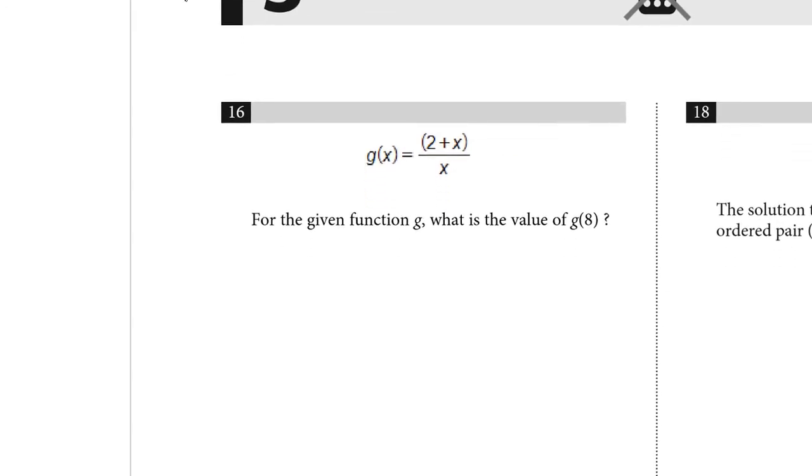Now we're going to 16. Here they're giving us a function of g of x, and they're saying give us g of 8, which basically means replace x with 8. So g of 8 is 2 plus 8 over 8. We're replacing x with 8.